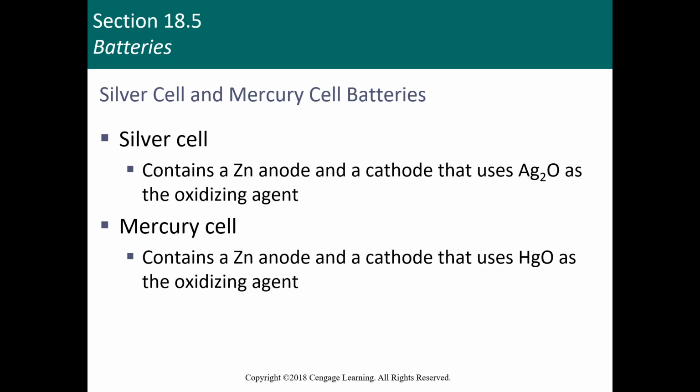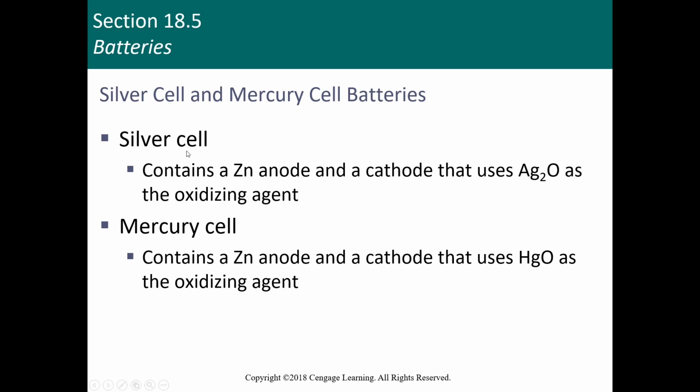So, silver cell and mercury cell batteries. These have almost completely been phased out. Frankly speaking, first off, silver's expensive. Mercury isn't exactly cheap, and mercury is quite poisonous to the environment. Silver is actually not good for the environment either. Silver causes a lot of damage to life forms if it's in its ionic form.